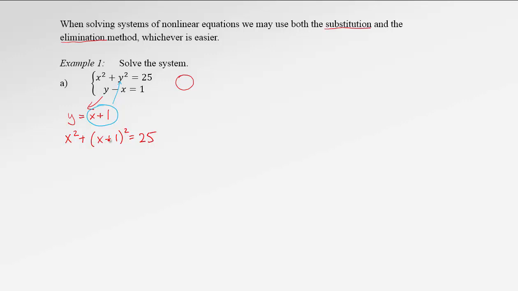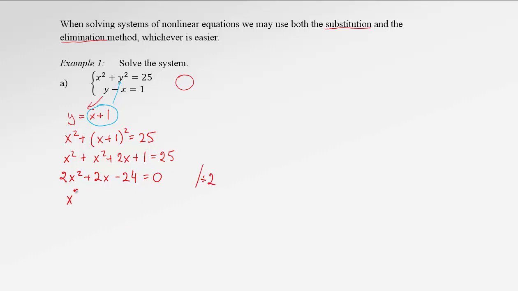Let's perform the perfect square here. So we end up with x squared plus, remember to use 3 terms when you square a binomial, so we have x squared plus double the product 2x plus 1 equals 25. Collect like terms, we have 2x squared plus 2x. And now we can move the 25 to the left, so it's 1 minus 25, so it's negative 24 equals 0. At that point, I would divide the whole equation by 2 because all the coefficients are even.